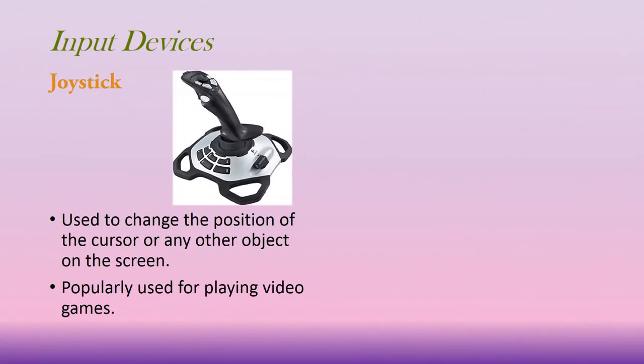Joystick. This one is also like a mouse. That means we use this one to change the position of the cursor or any other object on the screen. With the joystick, we can see most of the time that we are playing video games.